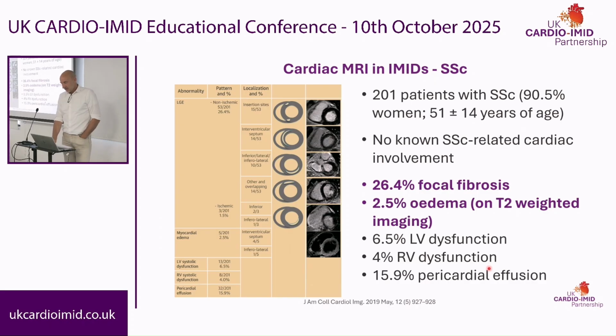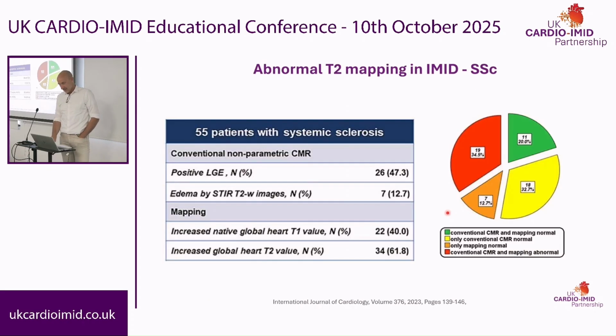So in IMIDs, there have been quite a few papers that show that cardiac MRI picks up a lot of abnormalities in these patients. This is one of the bigger studies, 200 patients, 26% of them had focal fibrosis, 2.5% had edema, but that's just using T2 weighted imaging. So that's just visually looking at it. And that means if the whole myocardium is inflamed, you don't see it because you don't see any relative differences. So that's almost certainly underreporting.